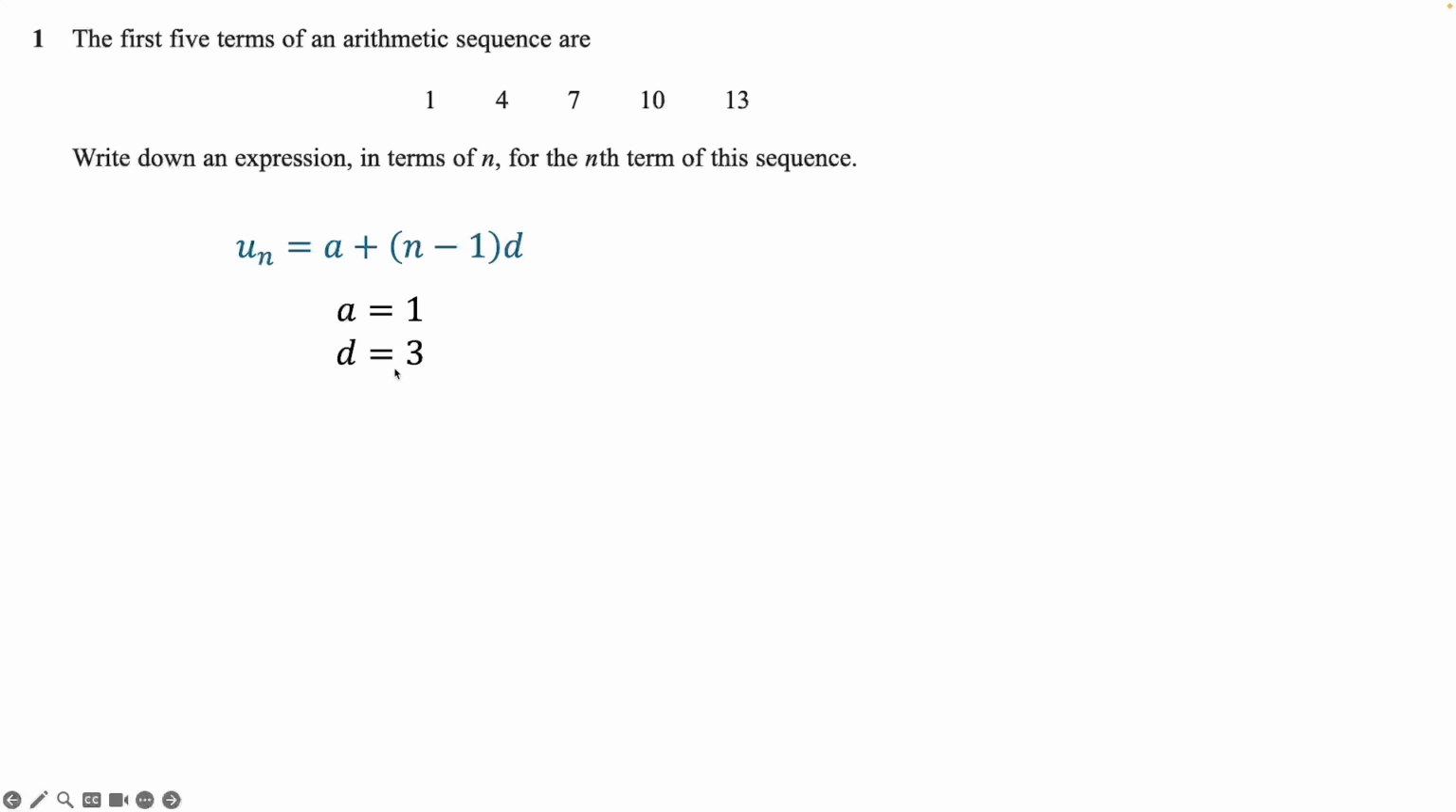So if we put a and d into this formula, then we get the nth term is equal to 1 plus n minus 1 times 3. We can expand these brackets to get 3n minus 3. It's the same as if this 3 was here. Then we can collect the terms. So we have this 1 minus 3 gives us a minus 2. So the nth term is 3n minus 2.